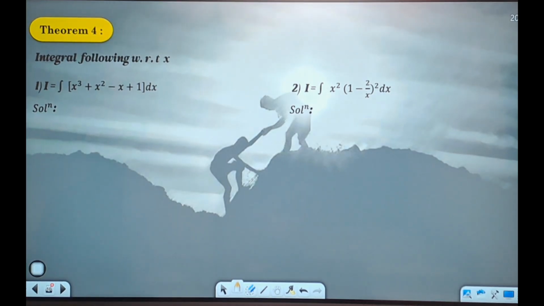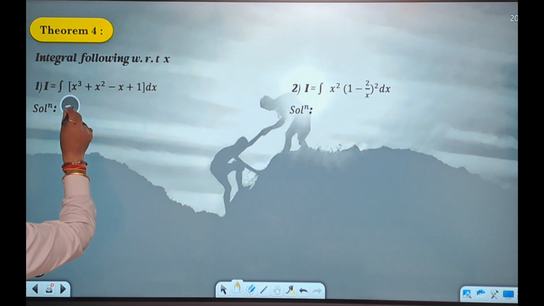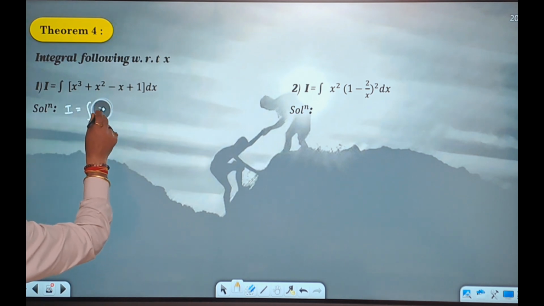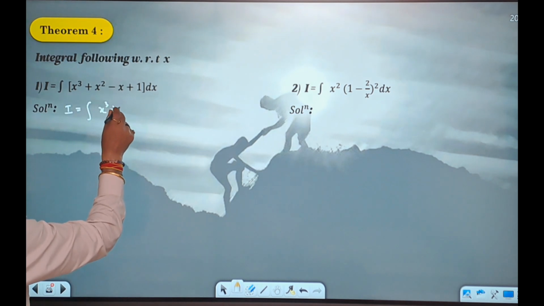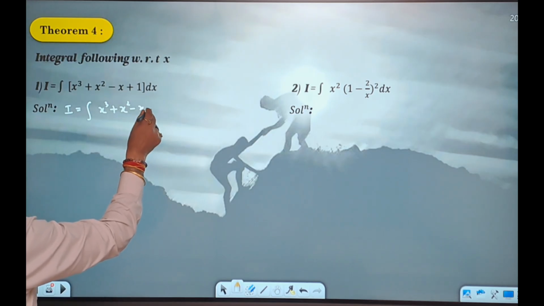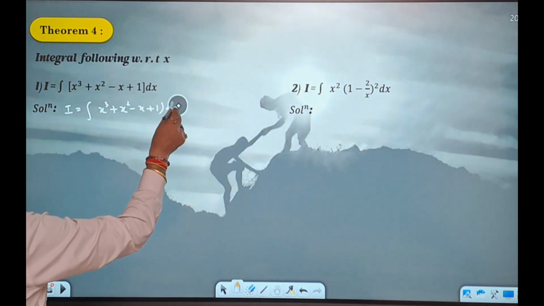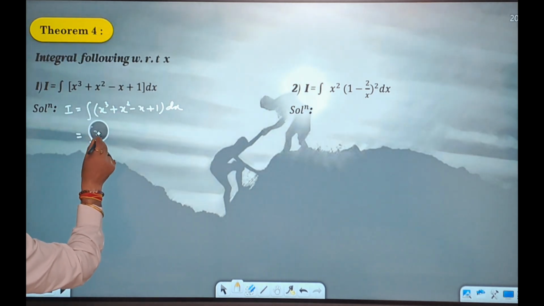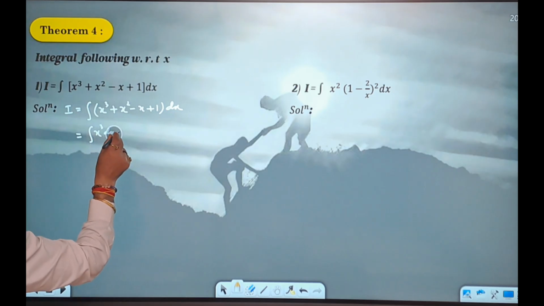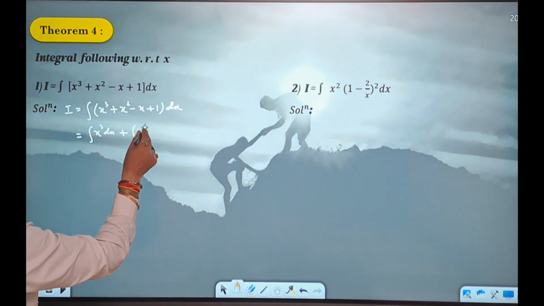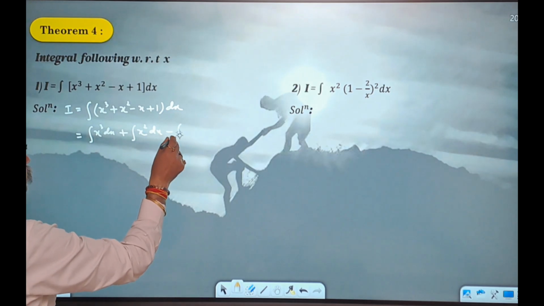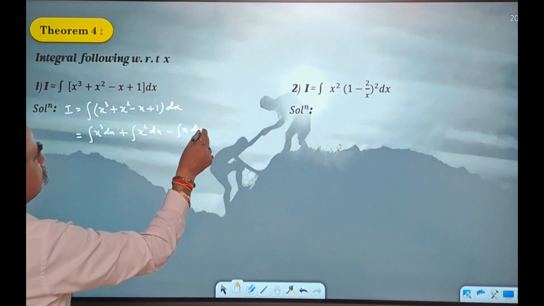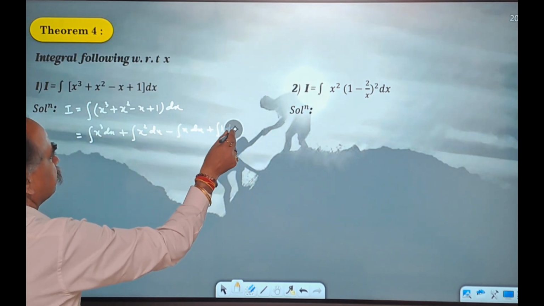First is I equal to integral of x cube plus x square minus x plus 1 dx. Now plus and minus will get separated, so integral x cube dx plus integral x square dx minus integral x dx plus integral 1 dx.